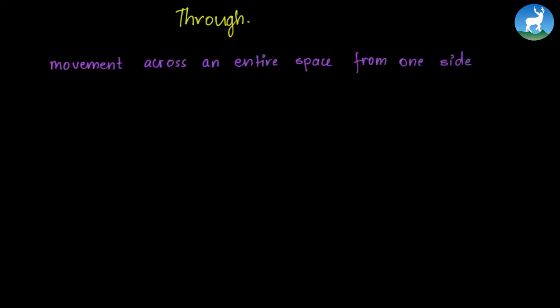Now we will look at the use of "through". "Through" suggests movement across an entire space from one side of something to another. So movement across an entire space from one side of something to another. For example, he cut through the wire.